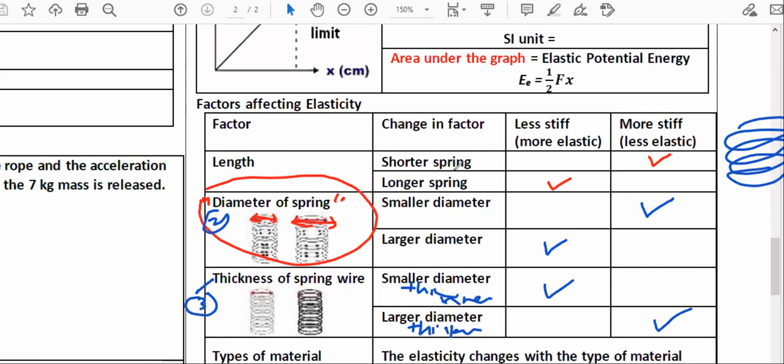So this is the difference. I hope you all remember, or you use the way that I tell you. It's opposite from thickness of wire. Then it will maybe help a bit. Then lastly is about type of material, no problem. So then we move to the last questions.